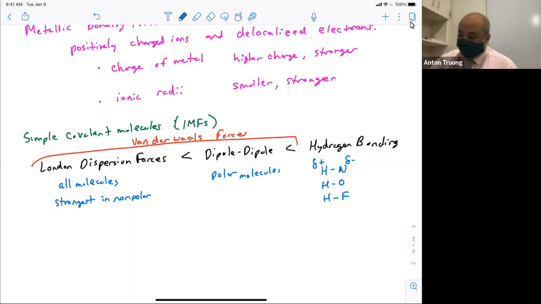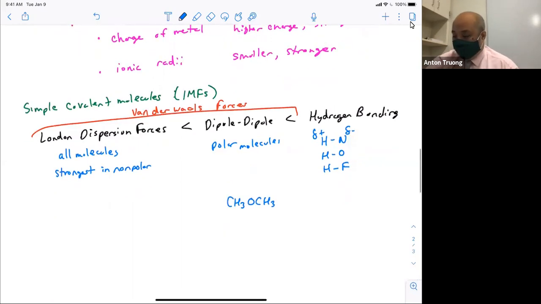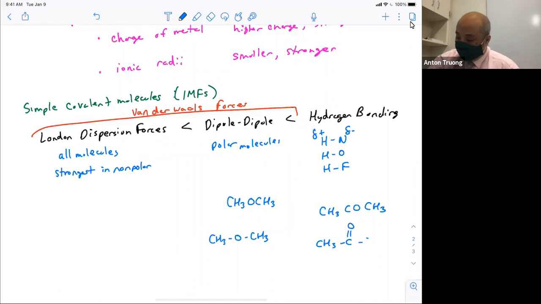You'll see things like CH3OCH3, or CH3COCH3, or something like that. When you draw these out, you find that the hydrogen's never actually bonded to the oxygen. And so there isn't hydrogen bonding in those cases. So make sure you draw the structures out to make sure that there is actually hydrogen bonding exhibited.